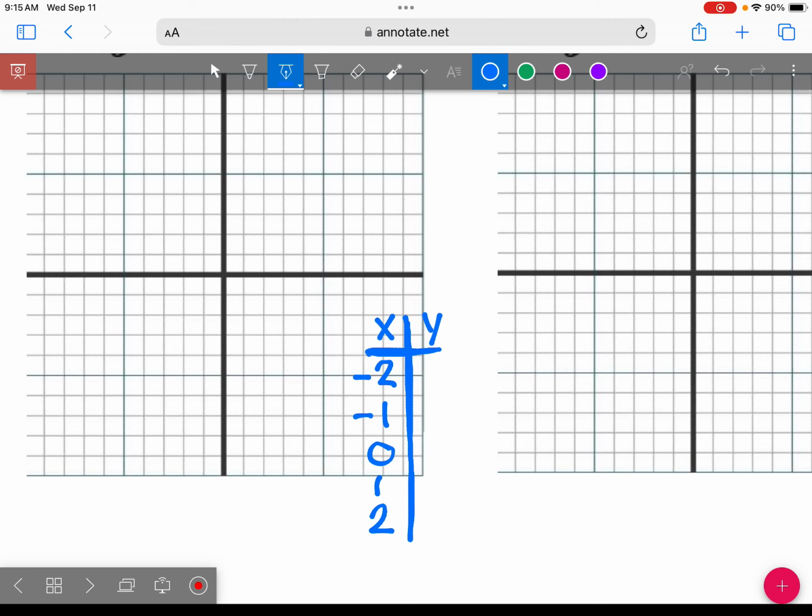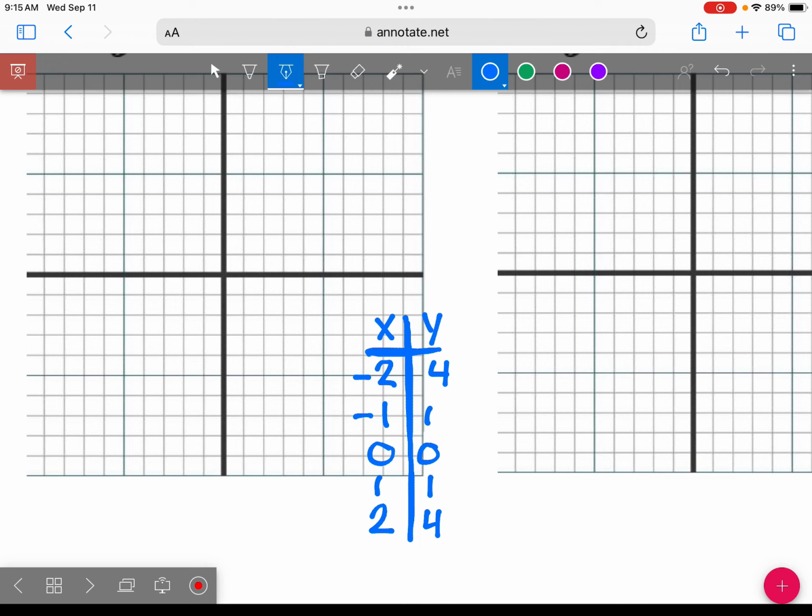So if we're thinking about the equation y equals x squared, and my x is -2, what's my y? 4. For x being -1, what's my y? 1. If my x is 0, what's my y? 0. My x is 1, 1. And if my x is 2, 4. I heard a what? Where'd I lose us?